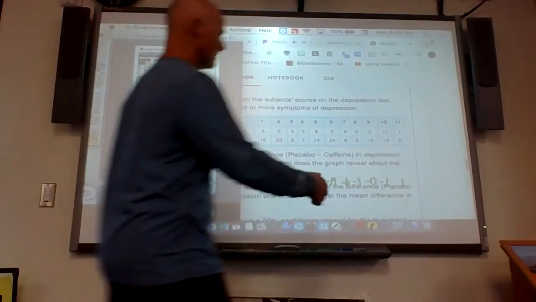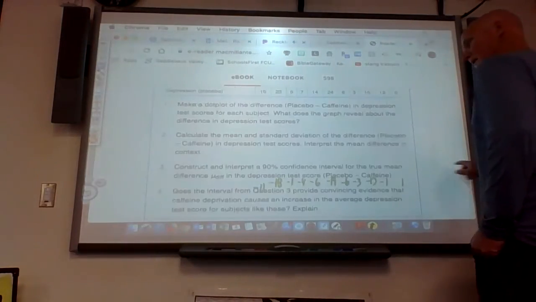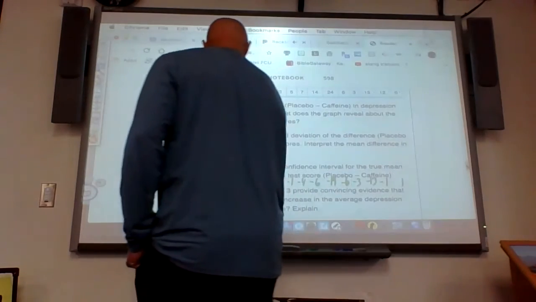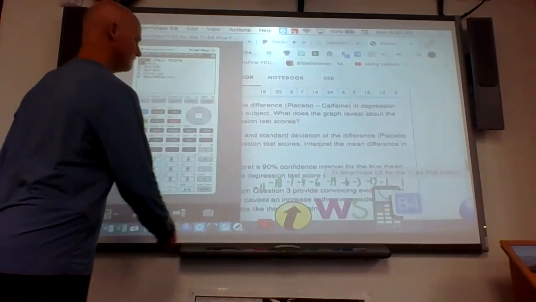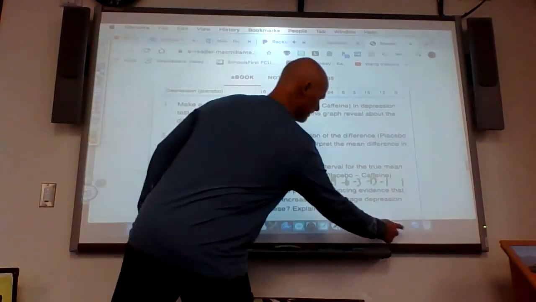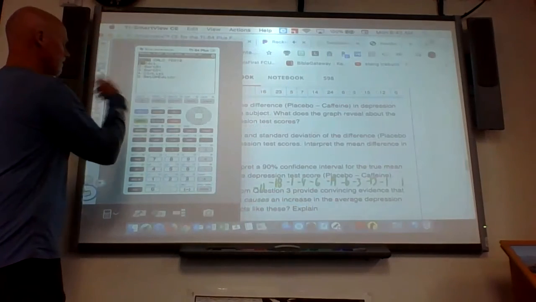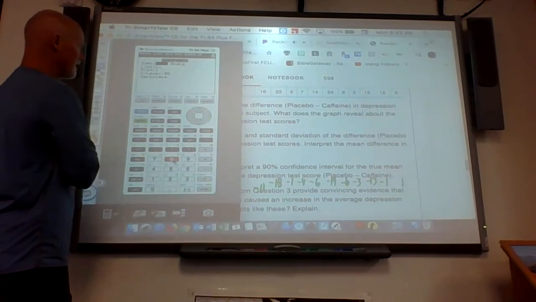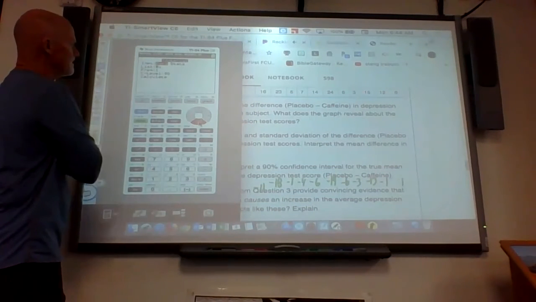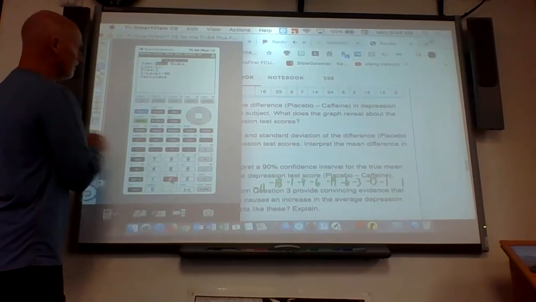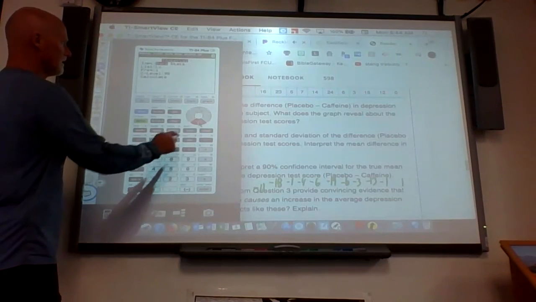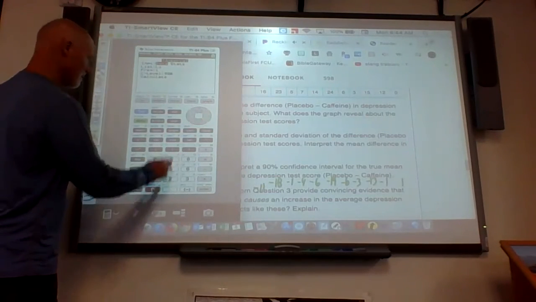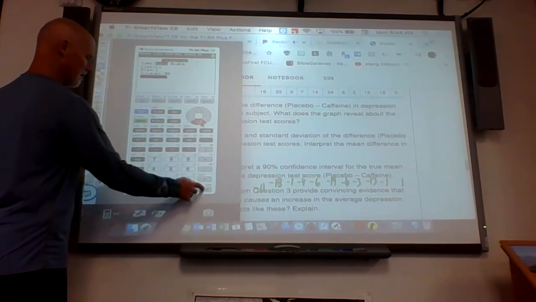And if you look farther down, they also say construct and interpret a 90% confidence interval. So since I know I have to do the interval, I'm just going to go to tests and I'm going to do the T interval, number 8, and it's under data, but now I need to change my list. So second list 2 tells it to access list 2. Well, frequency is always 1, 90% confident. So confidence level of 90%.